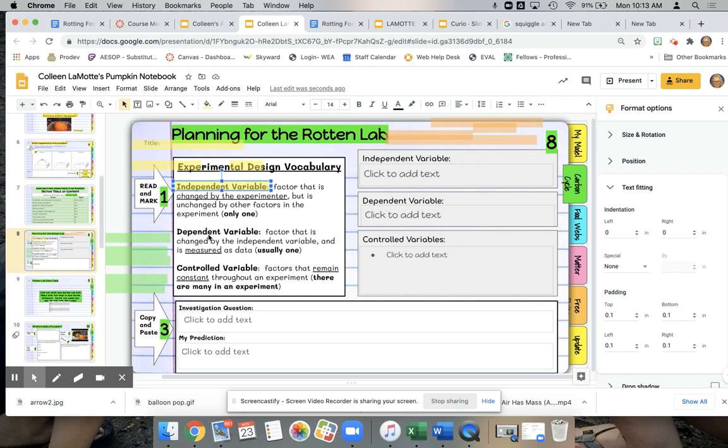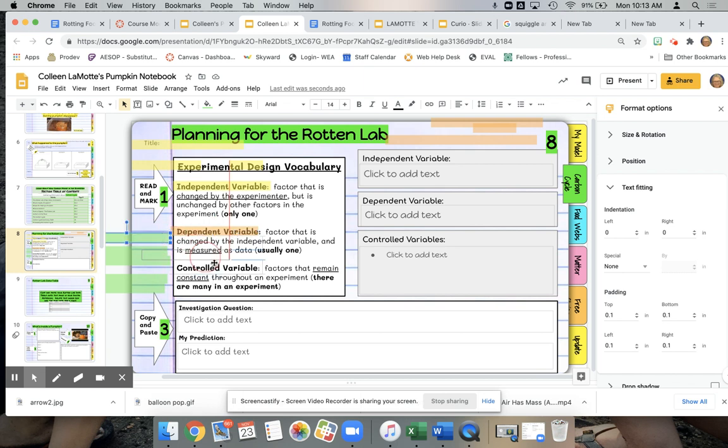The dependent variable is a factor that is changed by the independent variable. We're going to make this orange. It is measured as data. There's usually one thing that you are measuring.